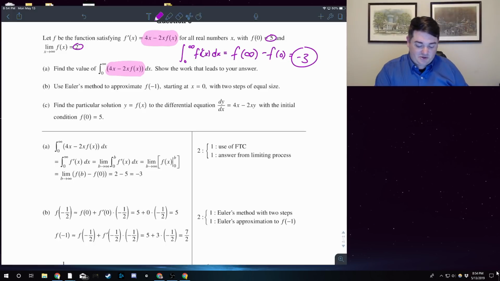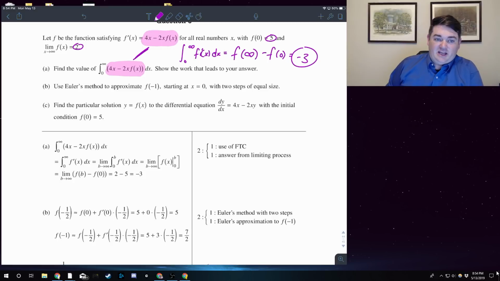So that's pretty neat. You have to understand that those match each other. If they had written f prime of x there, it would have been a heck of a lot easier, but they're looking for you to recognize that.